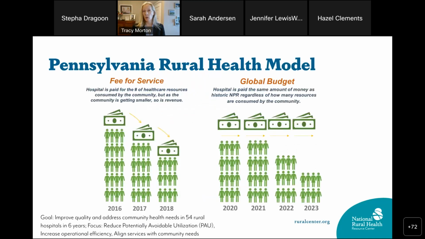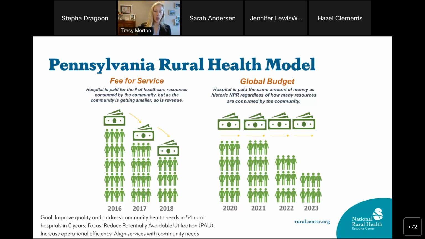One more in tune with rural, though, is the Pennsylvania Rural Health Model, where they're looking at moving from fee-for-service into this global budget. They're looking to improve quality and address community health. This has an interesting story with it, where the department announced this project in 2019 with 5 hospitals and 5 payers participating in the program. And what this means is that they are getting a capitated payment on a per beneficiary equation.